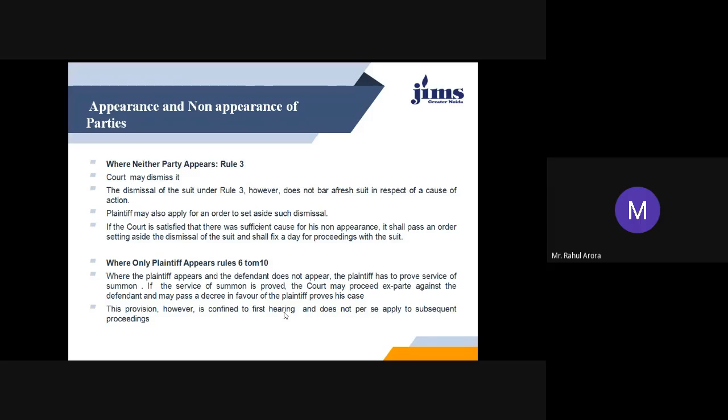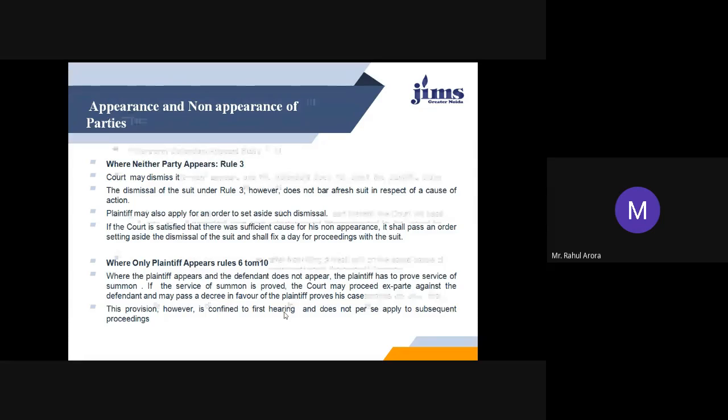Next, this provision, however, is confined to the first hearing. What do you mean by first hearing? First hearing means after the issues have been framed, then the matter would be fixed for hearing. And the fixed hearing is given under Order 15 of the Code of Civil Procedure. Hence, this provision is confined to first hearing and does not per se apply to subsequent proceedings. So, from this, we may infer that it would not be applicable to subsequent pleadings.